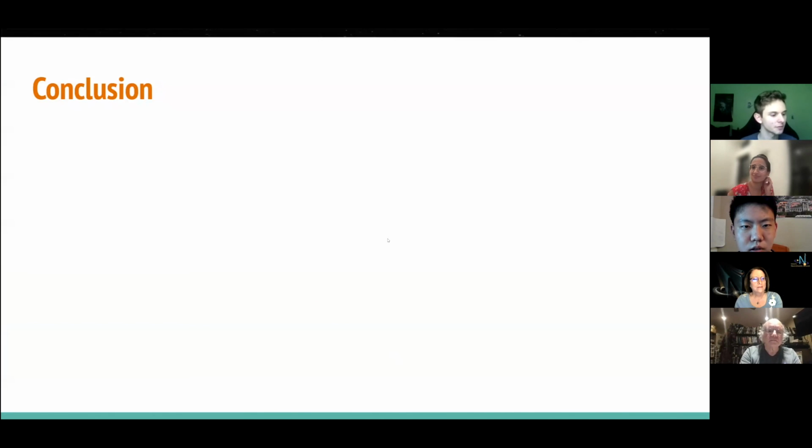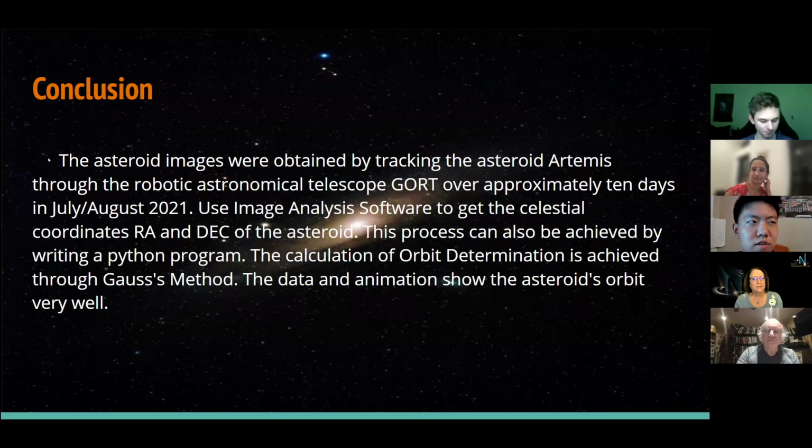And so as a conclusion, by taking the image of the asteroid and taking the celestial coordinates of the asteroid, we were able to find a very accurate orbit that can tell us where the asteroid is going to travel in the future. Through our data and our results, we could say that this project was very accurate.